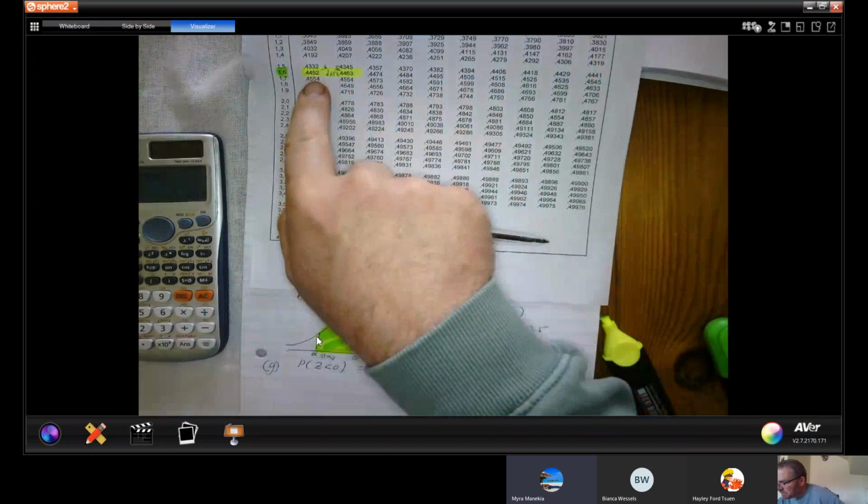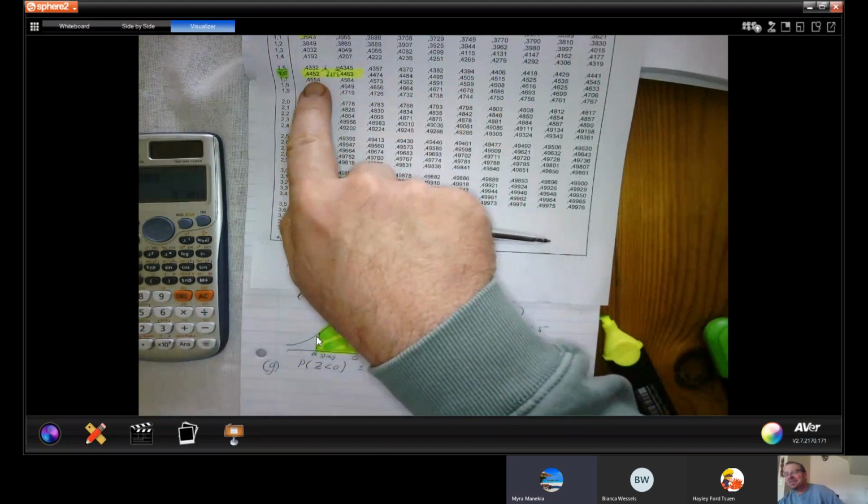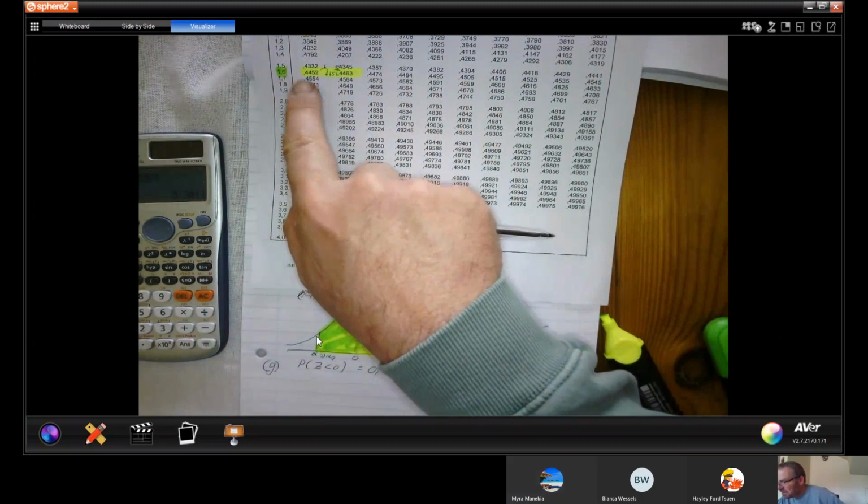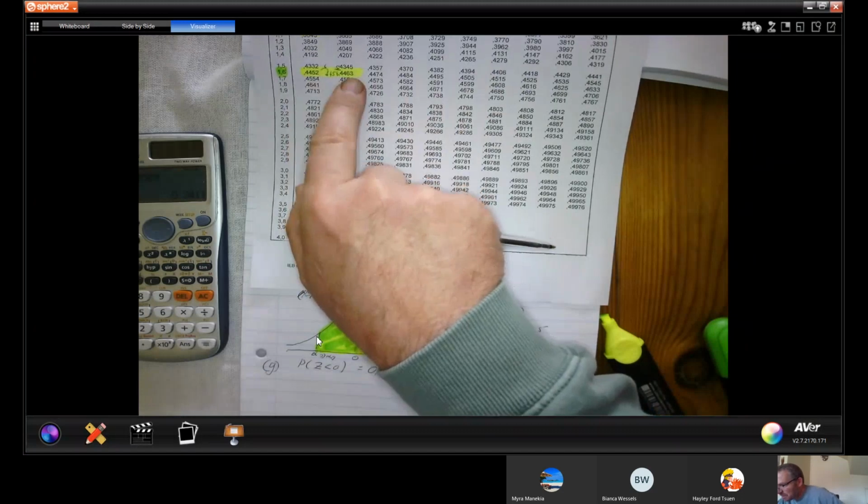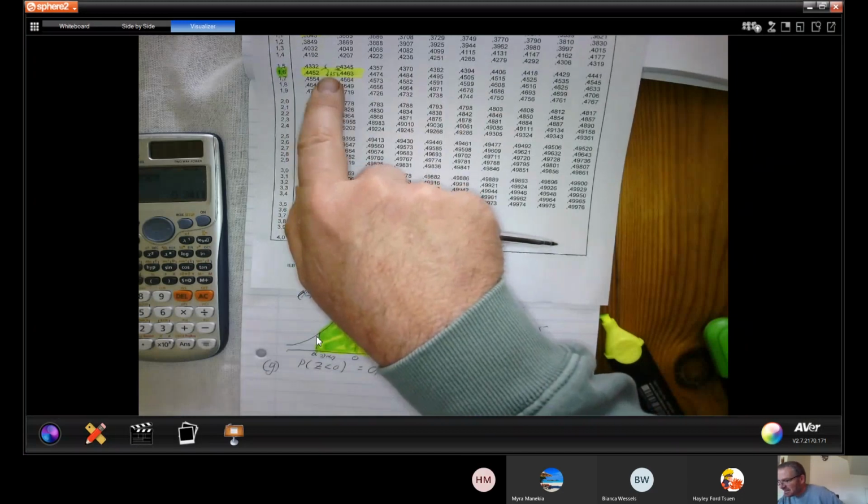I'm confusing myself now. What do you think, Mara? Let's check. It would be 1.60 if it was exactly here, and 1.61 if it was exactly here. So Haley, you're right. It's 1.605. We end up with 3 decimal places. So you get negative 1.605 standard deviations to the left.